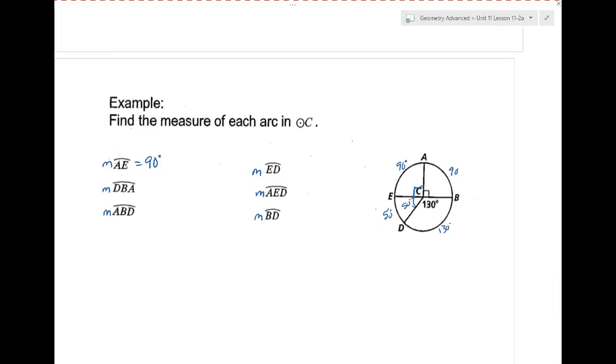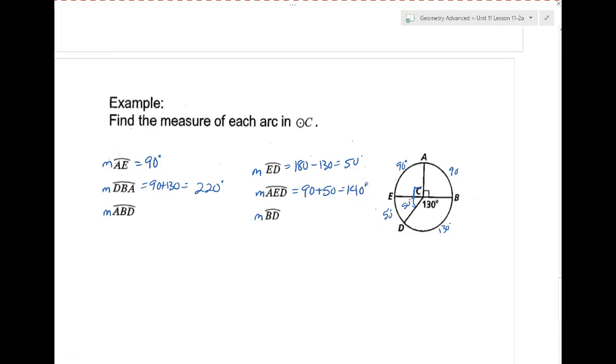All right, arc ED. What did you guys get? 50. And I'm just going to remind you what we did there, right? So 180 minus 130 is 50, but we had 50 degrees. What's the measure of angle DBA? If I'm going DBA, what do you get, guys? Can I use sum of the parts equal the whole? 90 plus 130, which equals 220 degrees. All right, how about the measure of arc AED? 140, right? So I got 90 plus 50 equals 140.